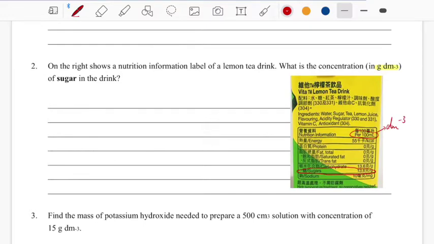In order to calculate the concentration, we need to apply the formula concentration equals mass over volume. So it will be equal to 13.6 gram over 100 ml, but we need to convert it into dm cube. So we need to divide it by 1,000 or multiply by 10 to the power of minus 3. So it will give us the answer, which is 136 gram per dm cube.